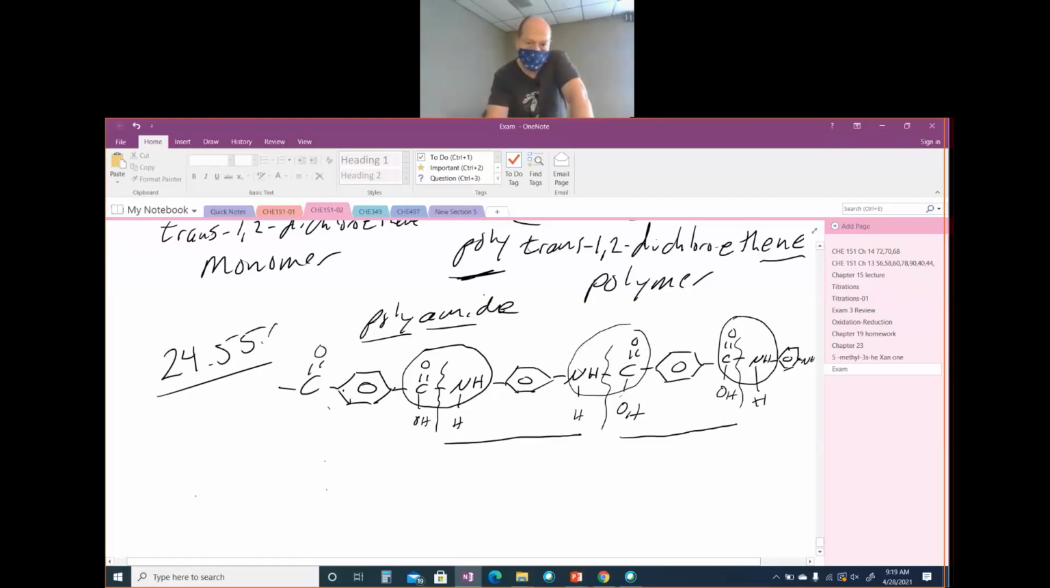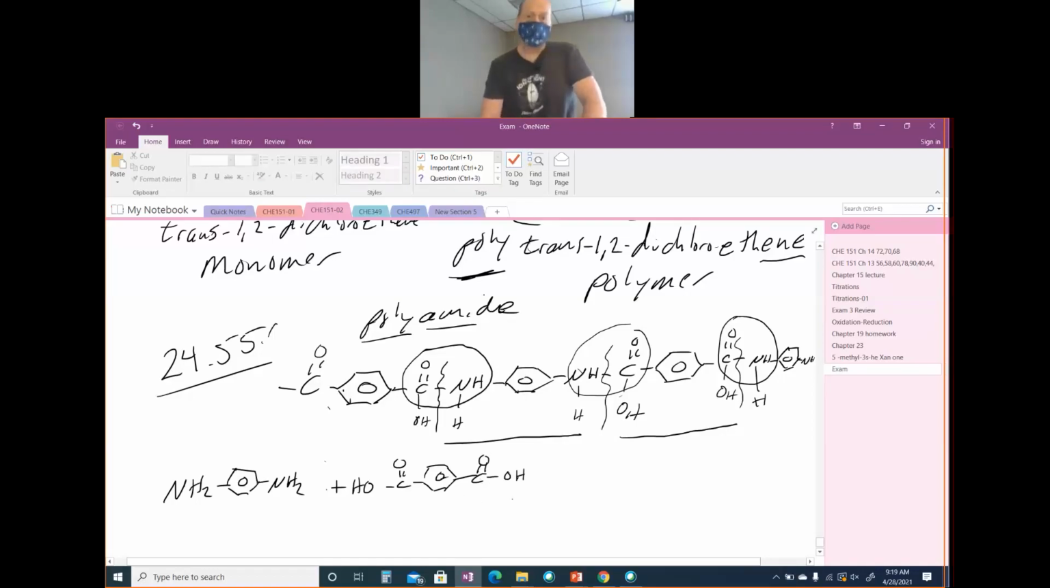And so your two monomers to make Kevlar are NH2 with a benzene ring and NH2. That's the one monomer. And the other one is a carboxylic acid with a benzene ring and another carboxylic acid. Right? And so you have N number of each one of those. So a large amount of that, a large amount of that.